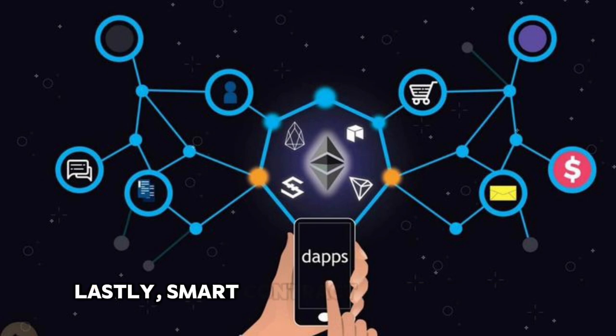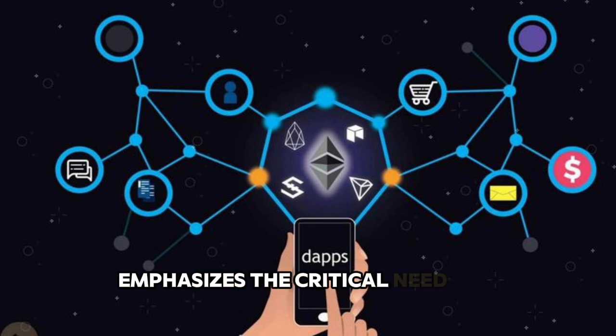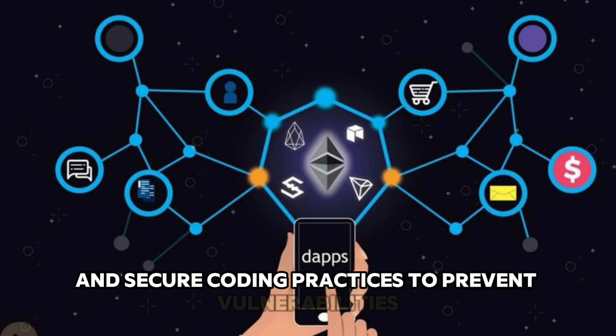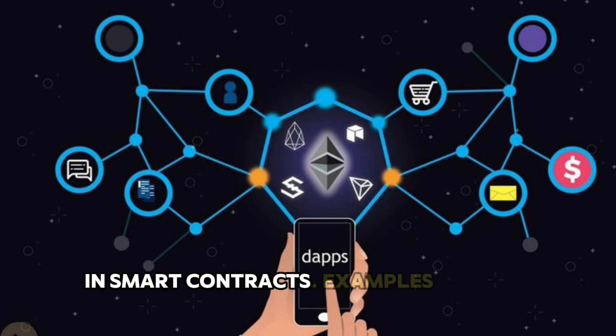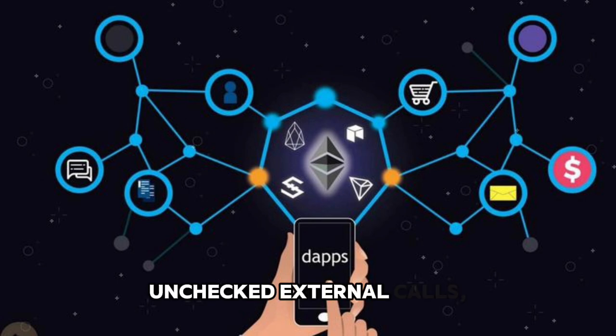Lastly, smart contract vulnerabilities. This category, similar to the number 4, emphasizes the critical need for thorough code audits and secure coding practices to prevent vulnerabilities in smart contracts. Examples include reentrancy attacks, unchecked external calls, and improper handling of user input.